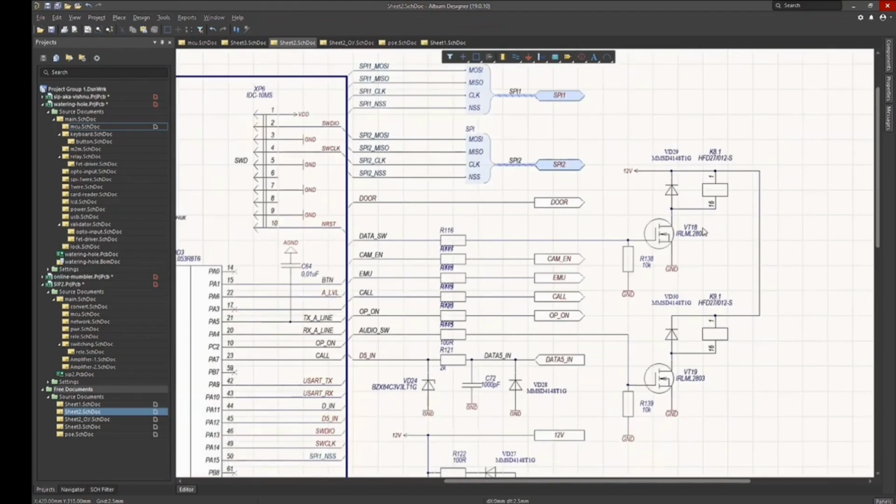Tell me, has it ever happened to you that everything looks good on the schematic, but in reality it doesn't work? What turned out to be the cause?